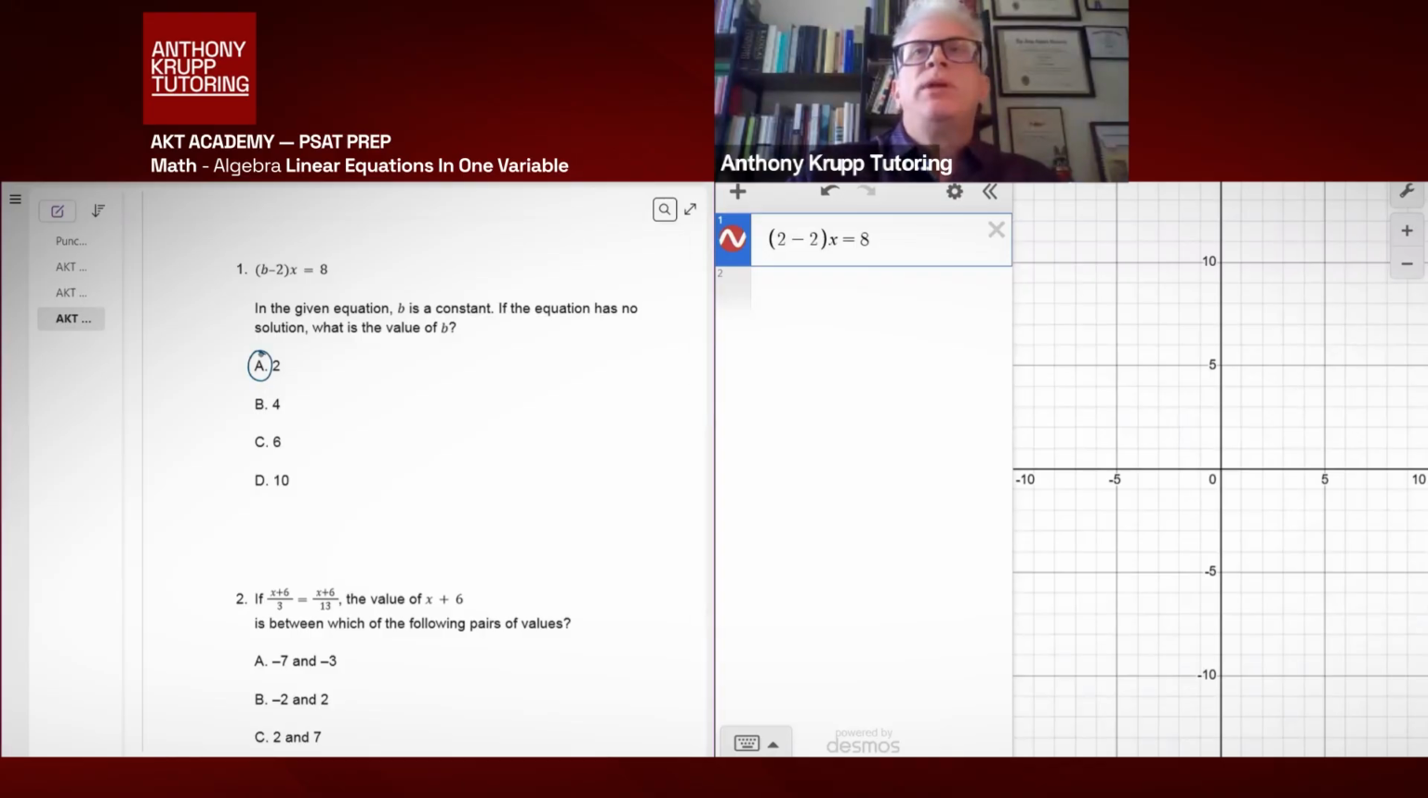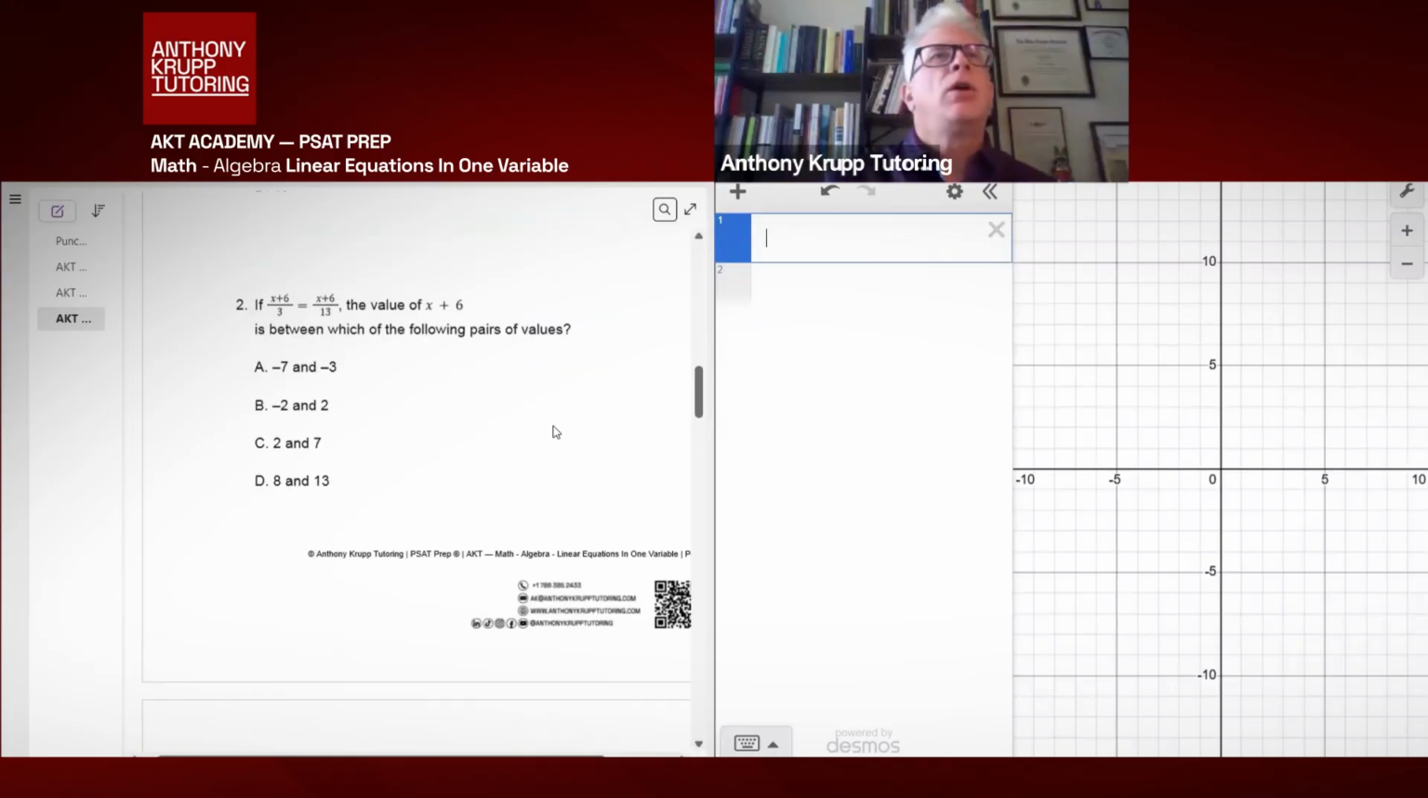Mathematically, the reason, of course, would be 2 minus 2 is 0. And so we would end up with 0 times x equals 8. 0 times x would be 0, and 0 equals 8. So here's the mathematical reason. But for your purposes, just use Desmos. Why bother to think when you can use the calculator? Okay, excellent. Let's see this one.